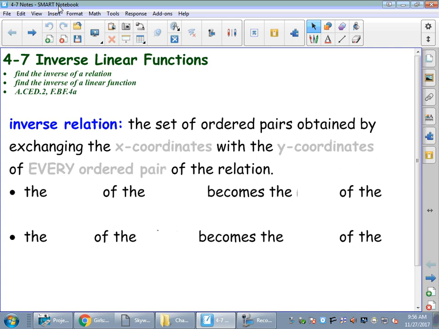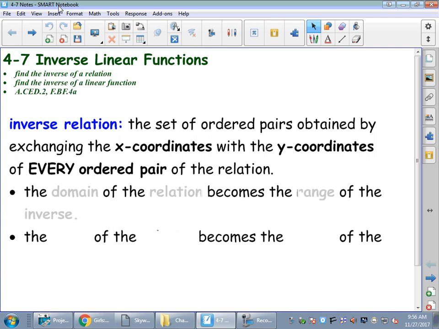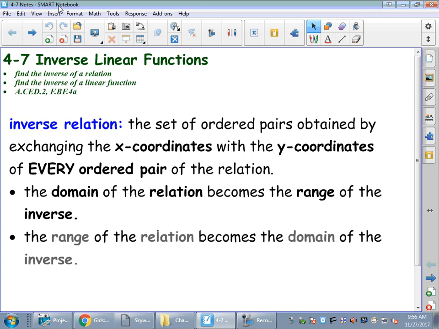So first, let's just talk about what an inverse relation is. It's a set of ordered pairs obtained by exchanging the x coordinate with the y coordinate of every ordered pair of the relation. So you're just switching the order in which you have the x and the y coordinates. The domain of the relation, which is your x coordinate, becomes the range of the inverse, which is your y coordinate. And the range of the relation, the y value of the original problem, becomes the domain of your inverse. So if you have the relation with ordered pair x, y, for the inverse it will become the ordered pair y, x. And that's really, in the most basic terms, what an inverse is.